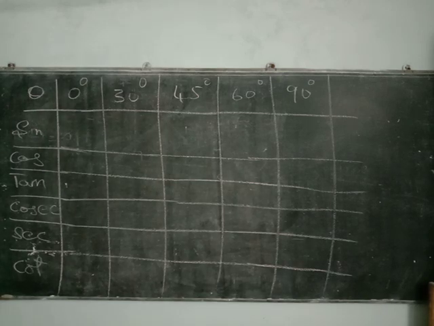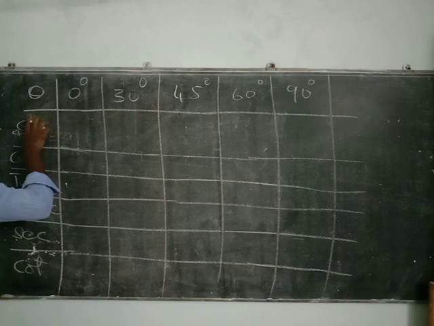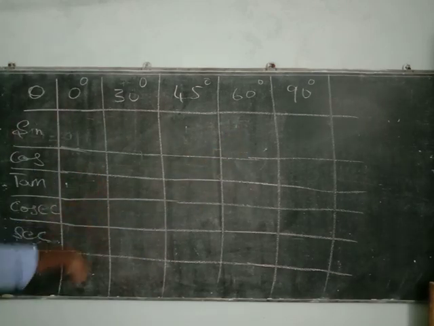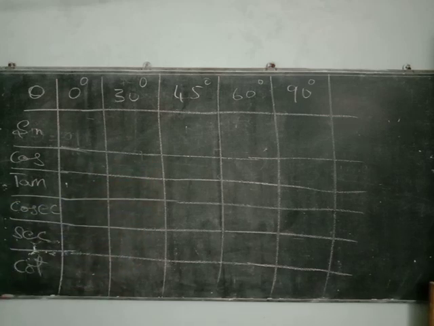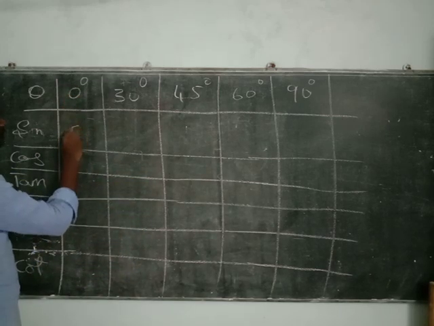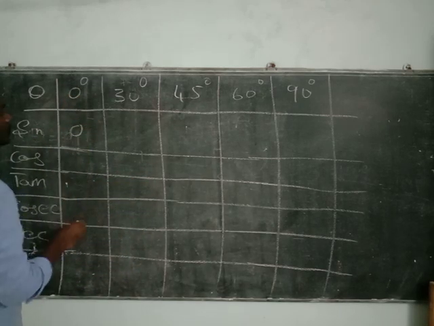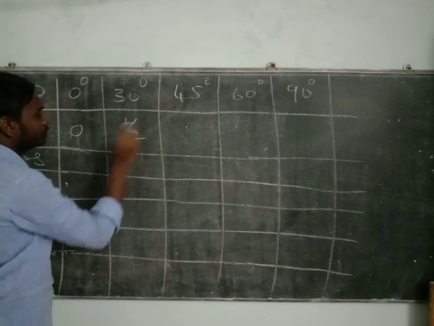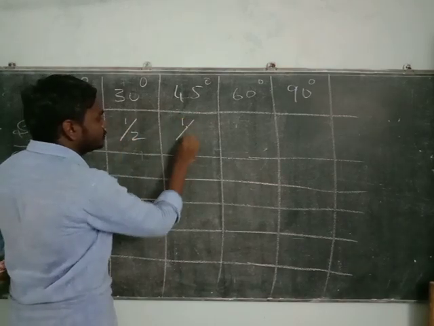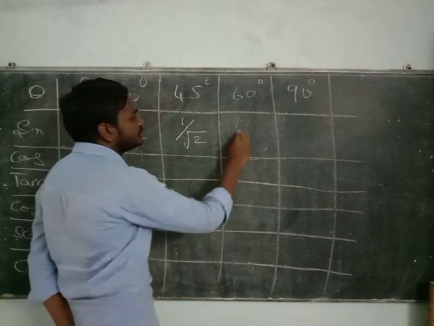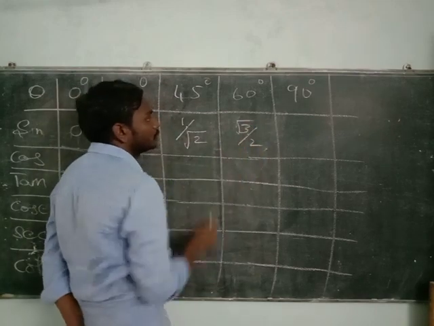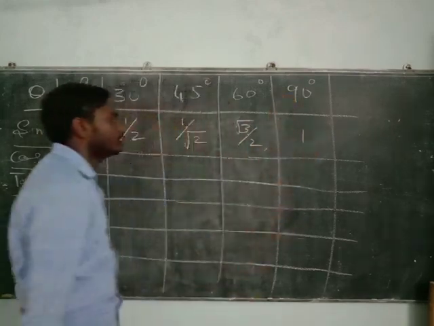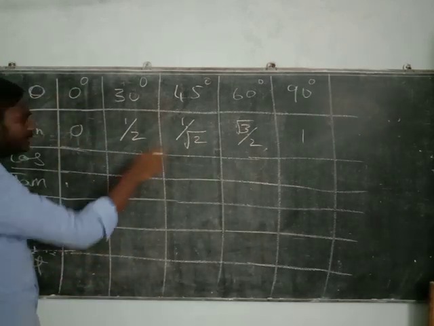Now, to remember easily, you just remember only sine values. I will easily say how to remember the remaining values. Sine 0 is always 0. Sine 30 is 1 by 2. Sine 45 is 1 by root 2. Sine 60 is root 3 by 2. Sine 90 is 1. So you have to remember only this line.